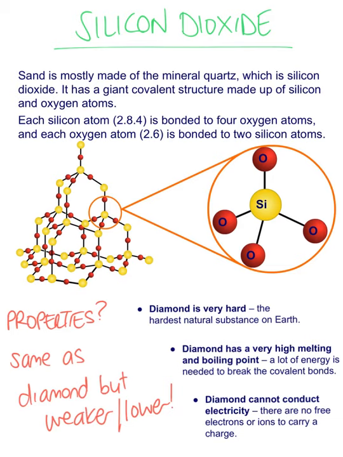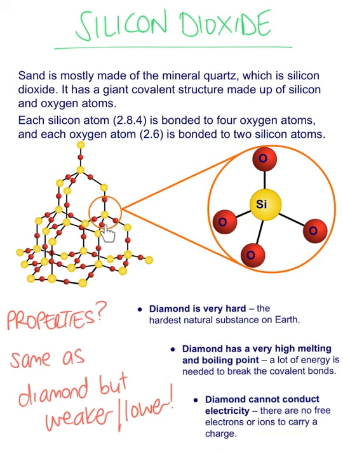Now in terms of properties, it has similar properties to diamond. Silicon dioxide is quite hard, okay, it has a very high melting and a high boiling point, and it does not conduct electricity. However, it is weaker than diamond and has a lower melting and a lower boiling point than diamond, okay. So again, if you look here, every red dot has got 2 yellow dots, which is silicon.